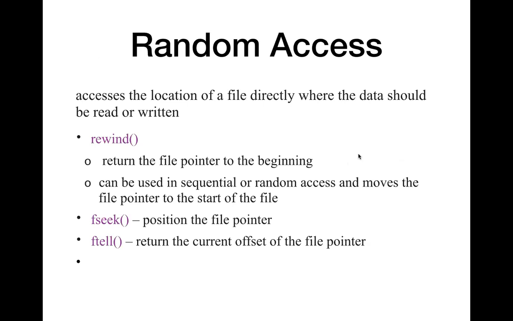To do this random access, I can use certain functions. One is rewind. Rewind will bring the file pointer to the beginning of the file. Rewind can be used in either sequential or random access; I'm just returning the file pointer to the beginning. Fseek is to seek to a particular position; I'm moving the file pointer to a particular position. Ftell will return the current position of the file pointer. So I can use ftell to find out where my file pointer is actually positioned now.